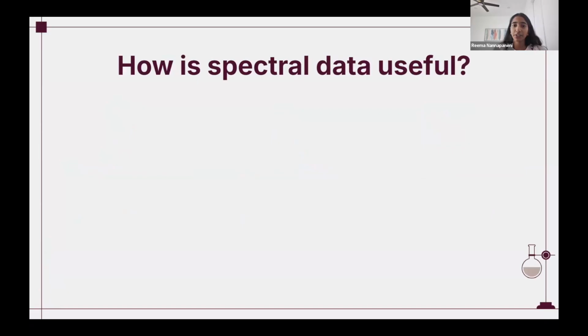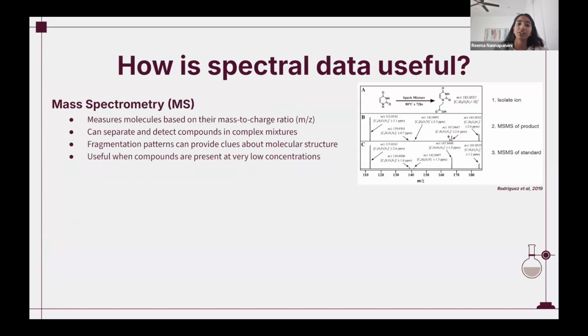So before we get any further, I quickly want to explain what we mean by spectral data and why it's useful. Two of the major techniques that are represented in the database are mass spec and NMR, as I just mentioned. So mass spec measures molecules based on their mass to charge ratio. This is useful because it can detect very small amounts of compounds within very complex distributions. We can also break these molecules into fragments, and those fragmentation patterns can provide clues about what the molecular structure of that compound actually is.